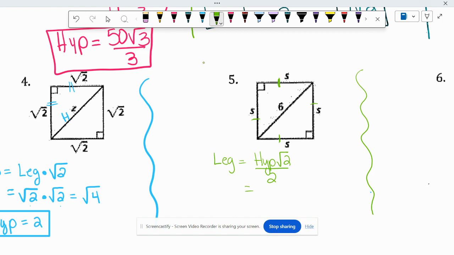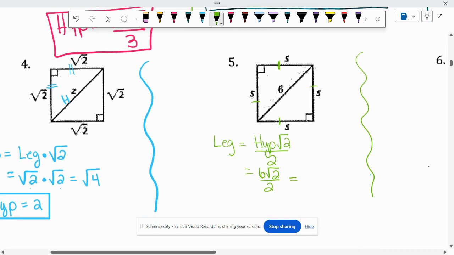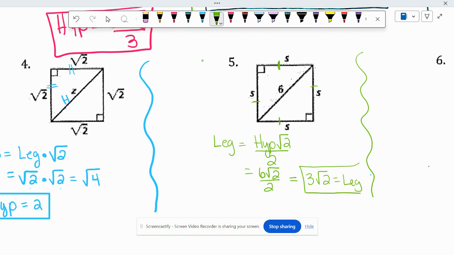So your hypotenuse is 6 times the square root of 2 divided by 2, which is what? What is that? It's 3. So 3 root 2 is your leg. 3 root 2 is your leg because 6 divided by 2 is 3. Perfect.